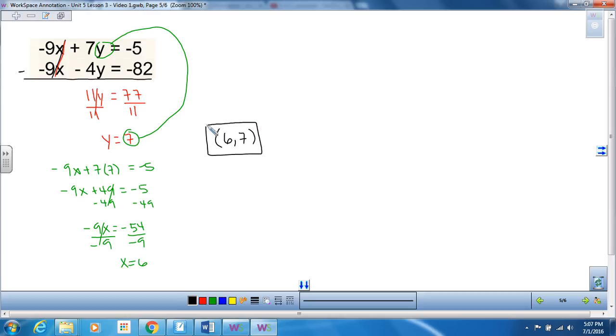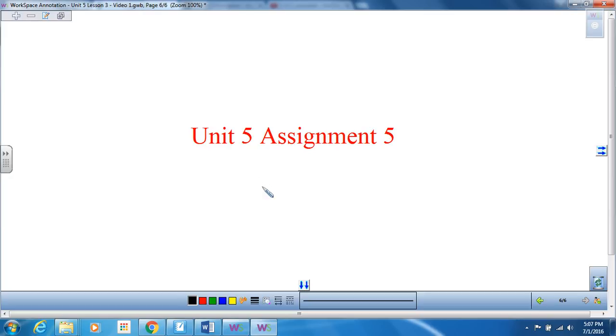So remember, you'll add if the numbers are the same and the signs are opposite. You'll subtract if the numbers are the same and the signs are the same. In our next video, we're going to look at what we'll have to do if the numbers are not the same: multiply in order to get them the same. This will cover Unit 5, Assignment 5.